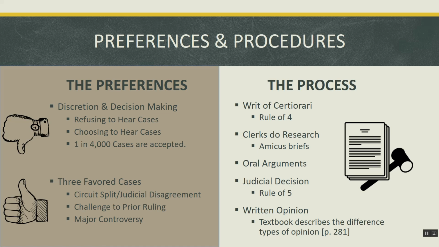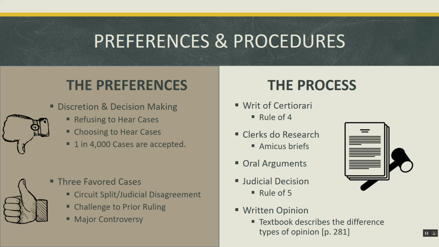That being said, there are certain types of cases that the Supreme Court is more likely to accept regardless of political environment. The Supreme Court is more likely to accept a case involving a circuit split, or disagreement about how to interpret the law by lower courts. It is more likely to accept a case in which a lower court has challenged one of its prior rulings, and it is more likely to accept a case involving a major controversy where there's a great deal of public pressure being placed on the court to weigh in. So those are the types of cases that the court is most likely to accept.